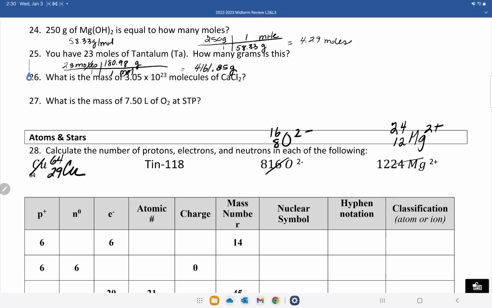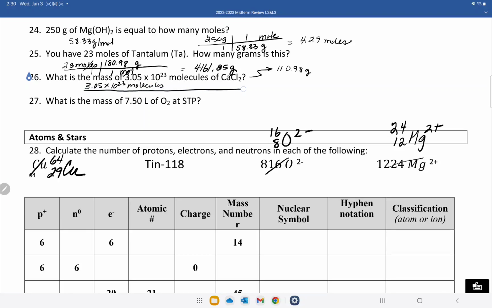calcium chloride. And the molar mass of calcium chloride is going to be 1 times the mass of calcium plus 2 times the mass of chlorine, and that is 110.98 grams. So now I'm ready to set up my train tracks. 3.05 times 10 to the 23rd molecules.